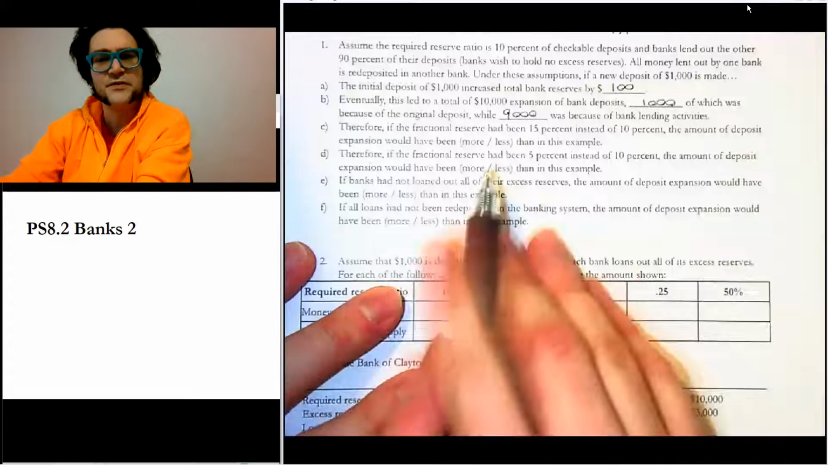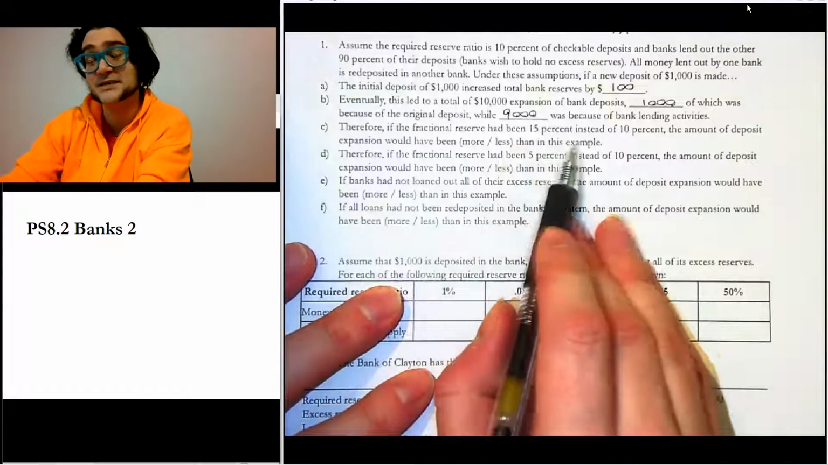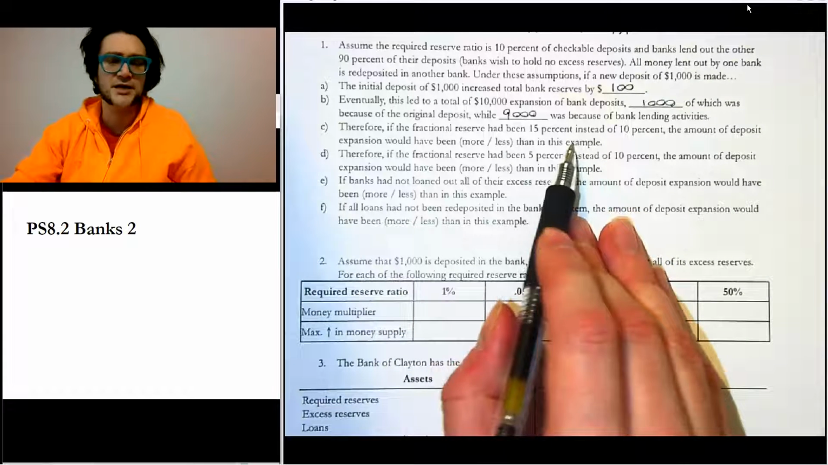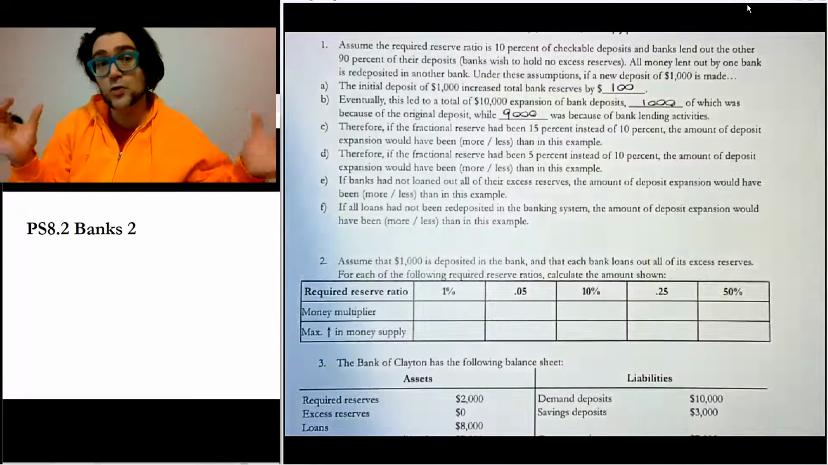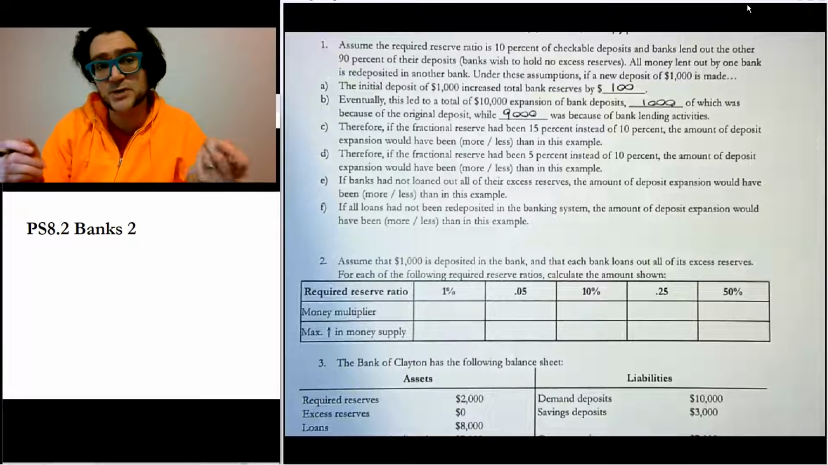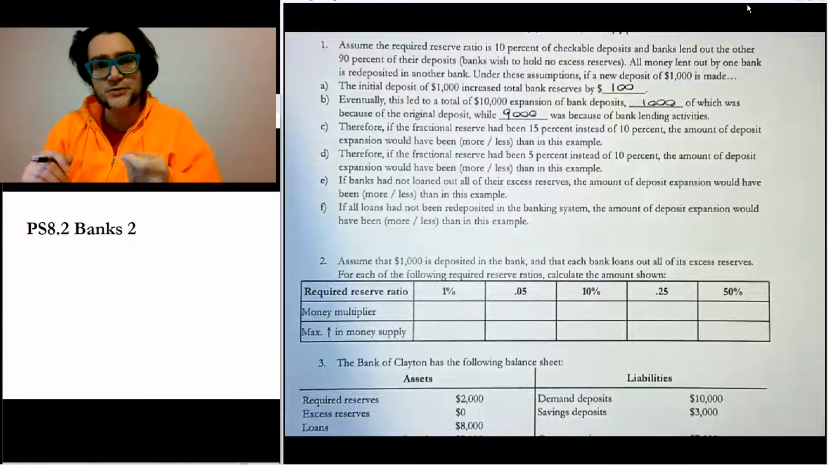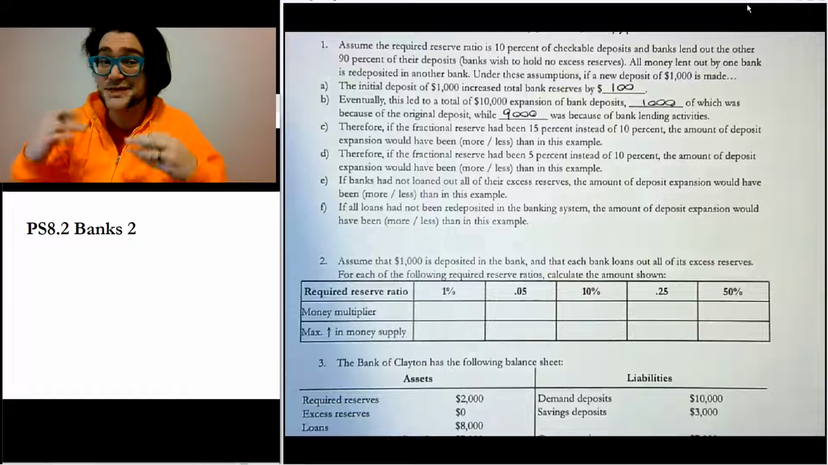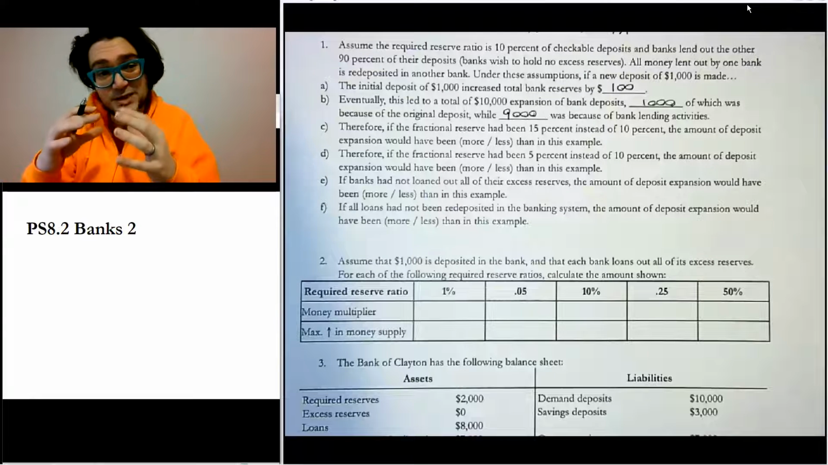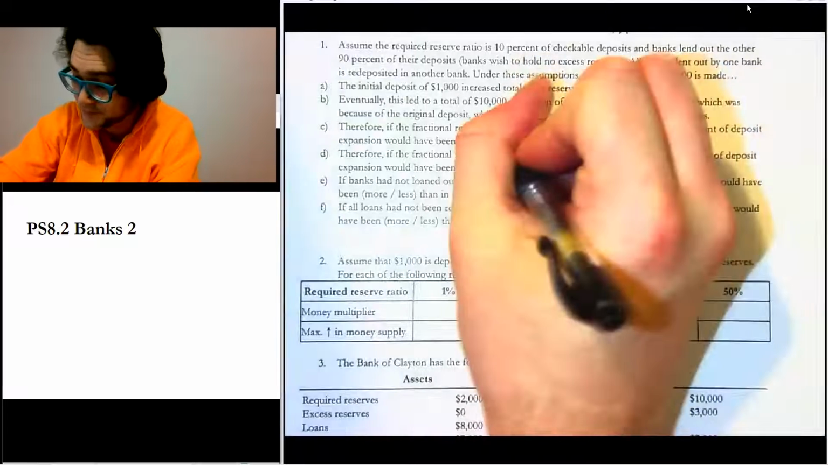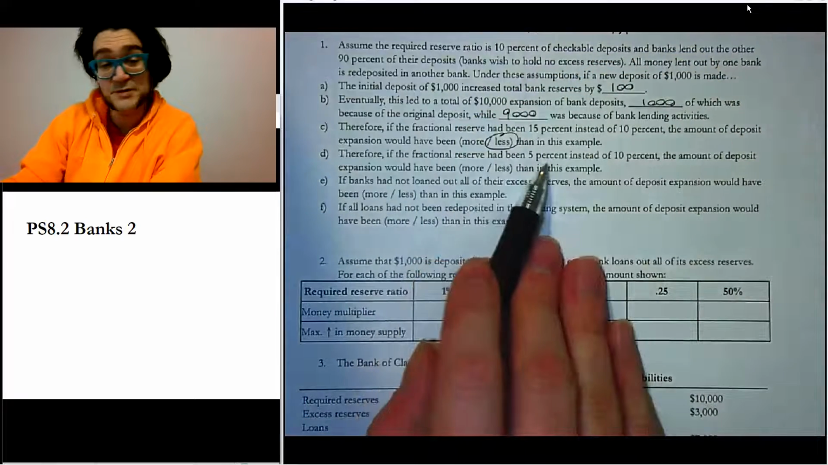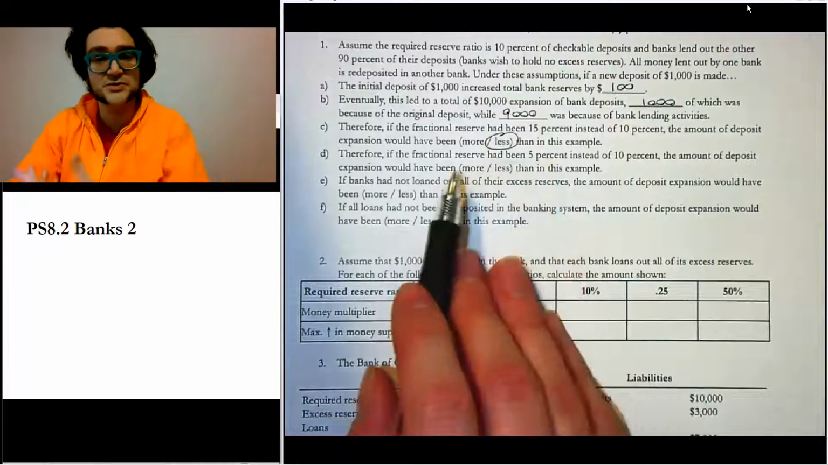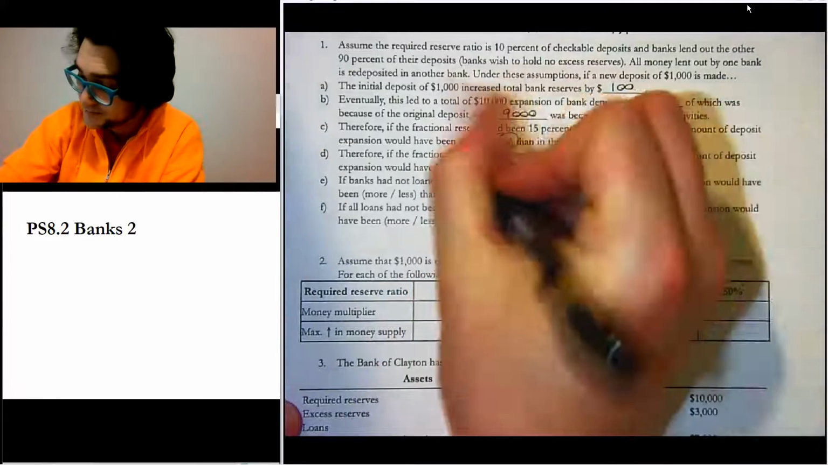Therefore, if the fractional reserve had been 15% instead of 10%, the amount of deposit expansion would have been more or less. So ponder for a second. If the bank had to hold more reserves, they don't loan out as much money. What's that going to do to the total amount of expansion of the money supply? Well, if they're not lending out as much money because they have to hold more, then the total amount of money is going to be smaller. So it's going to be less. If the fractional reserve had been 5% instead of 10%, they would have lent out 95%, and so there would have been more deposit expansion.